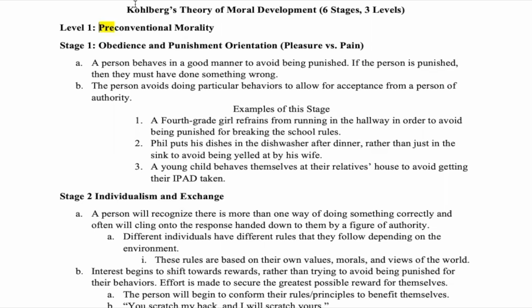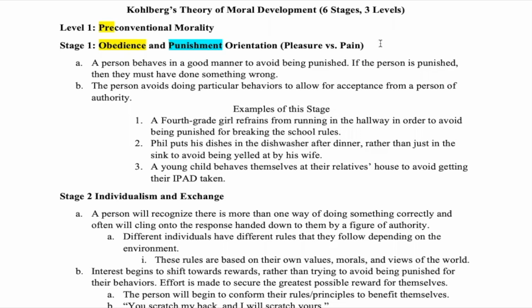So stage 1 is obedience and punishment orientation. Key emphasis on obedience. Why? Because if you think of somebody that's obedient, they listen. Punishment, key emphasis on punishment. Why? Because this is where somebody is going to be obedient to somebody that they know and admire in their life in order to avoid punishment from that individual. So that is where somebody is going to listen to a person that they admire to avoid being punished in some way, shape, or form.